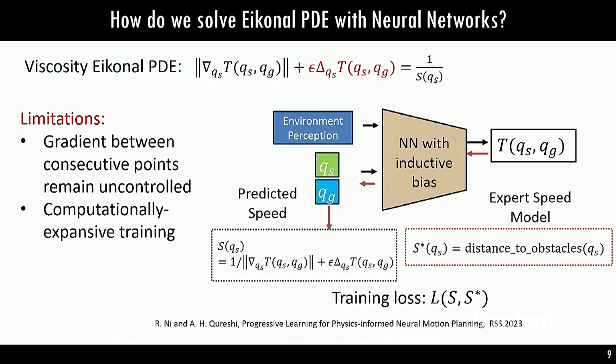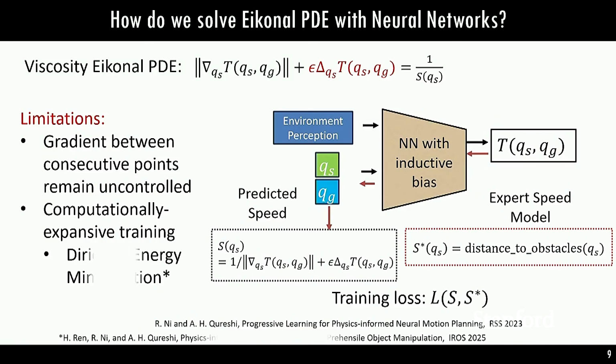But this viscosity Eikonal PDE came with a cost. Now I have this double derivative of the neural network, so I have this Laplacian. That was very computationally expensive to compute, and training cost went very high. So that again was against the objective that I wanted, some model that is very fast to train. But this viscosity Eikonal PDE did lead to better performance. However, we still did not do anything to regulate the gradient between my consecutive configurations. We still trained this model on randomly sampled start and goal.